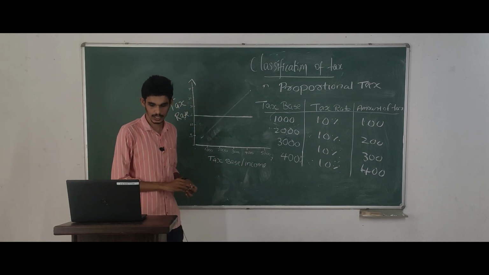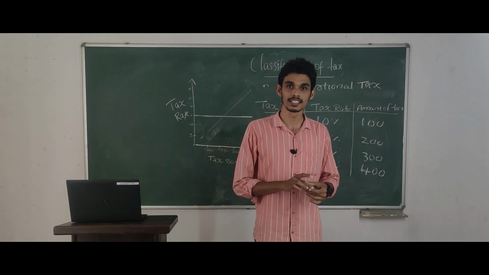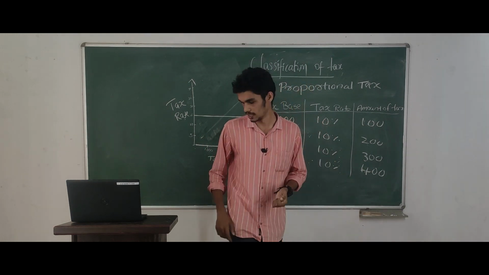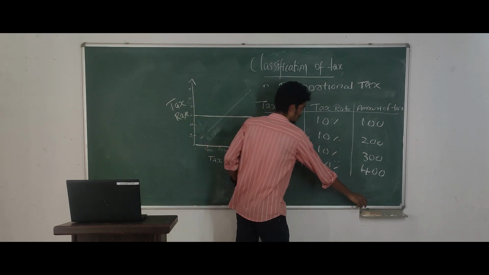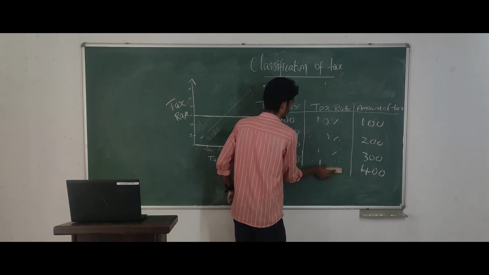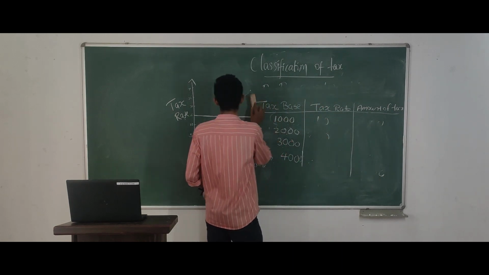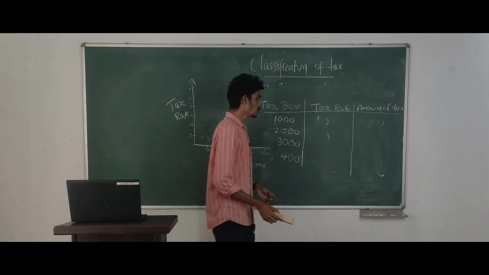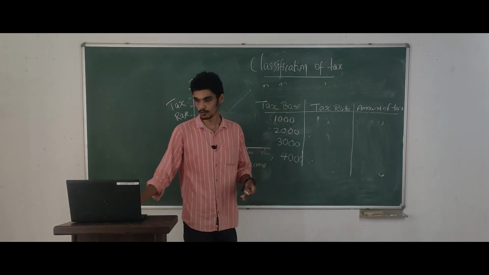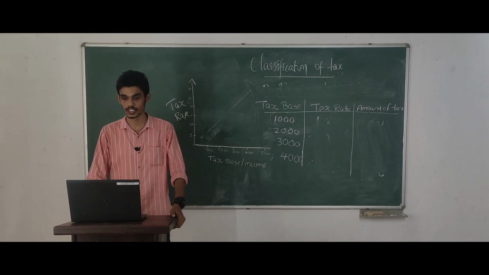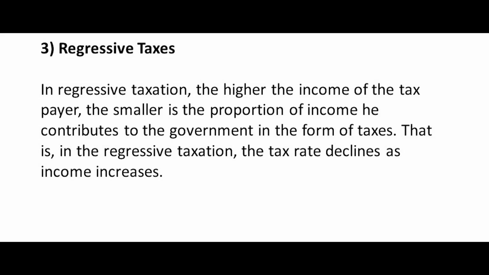Okay. The next one is regressive taxation. Regressive taxation is just the opposite of progressive taxation. The third one is regressive taxation or regressive tax. In regressive taxation, the higher the income of the taxpayer, the smaller is the proportion of income he contributes to the government in the form of taxes. That means, in the case of regressive taxation, if income increases, at the same time the tax rate will decline.